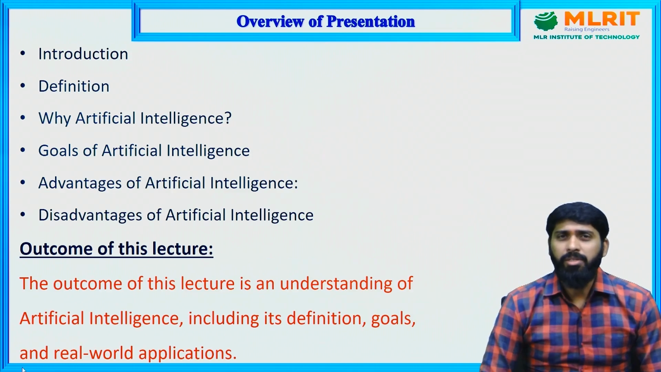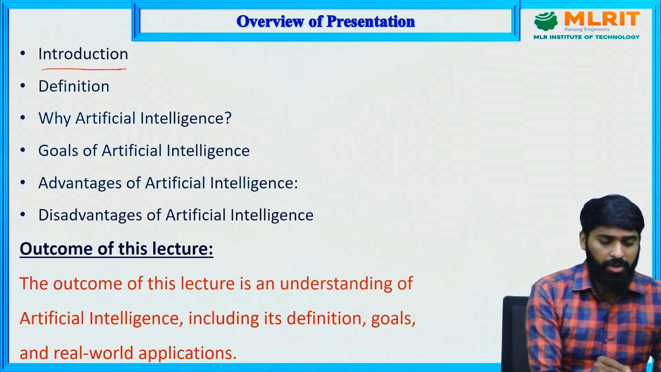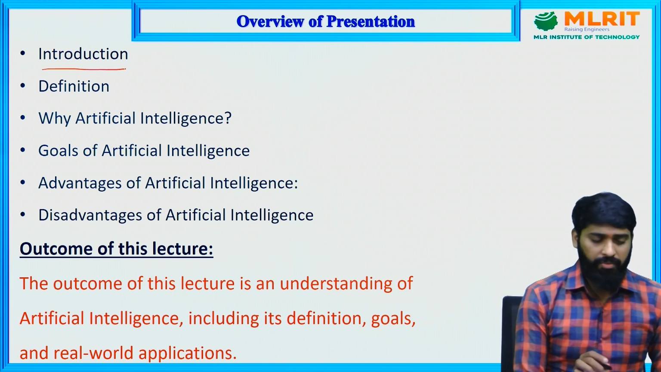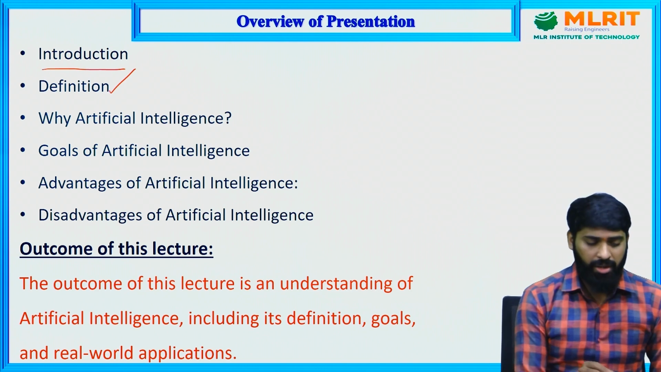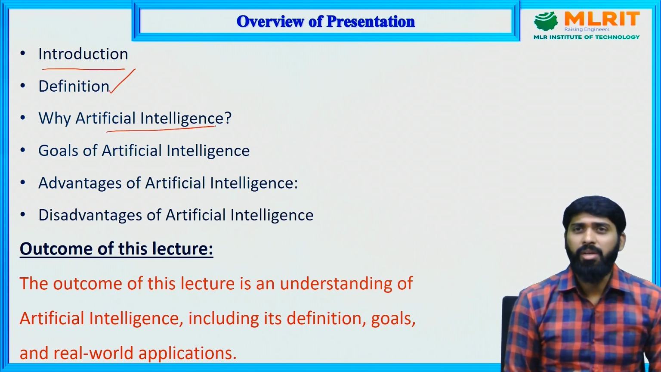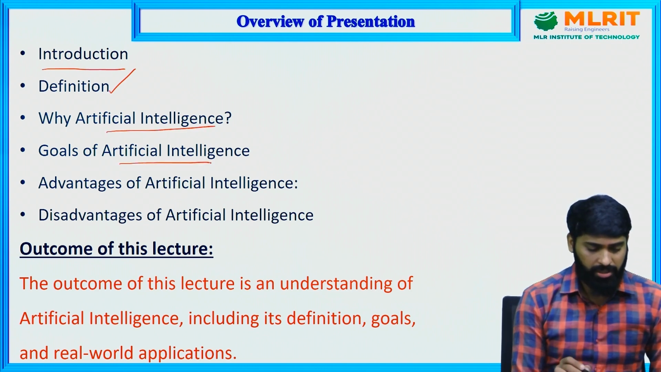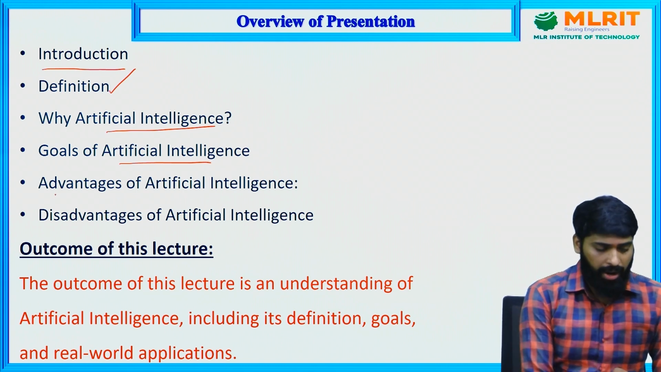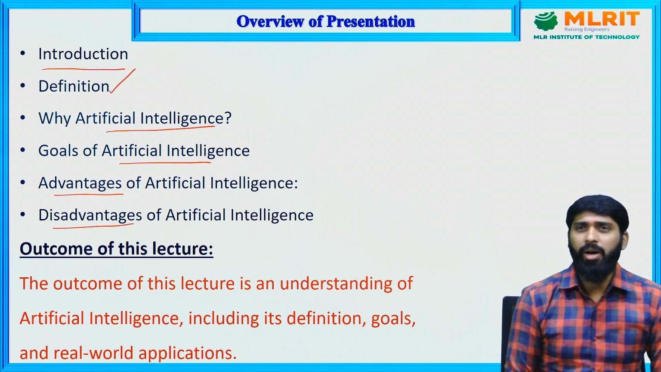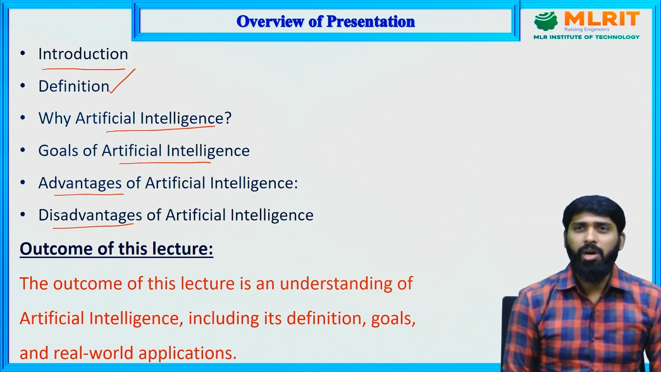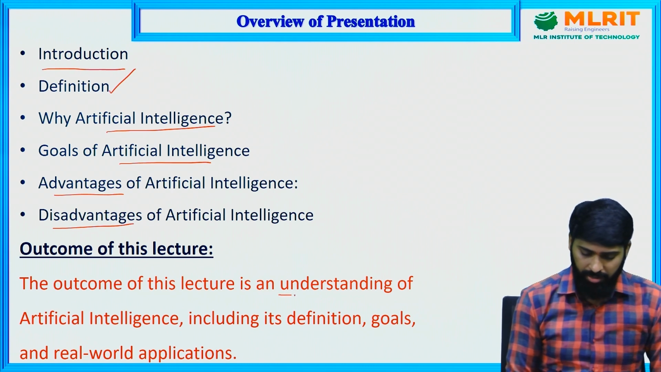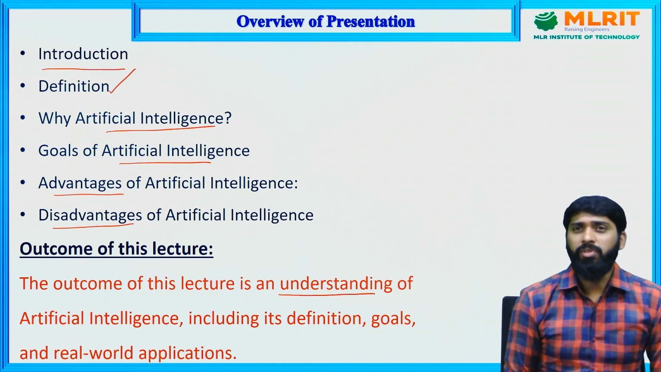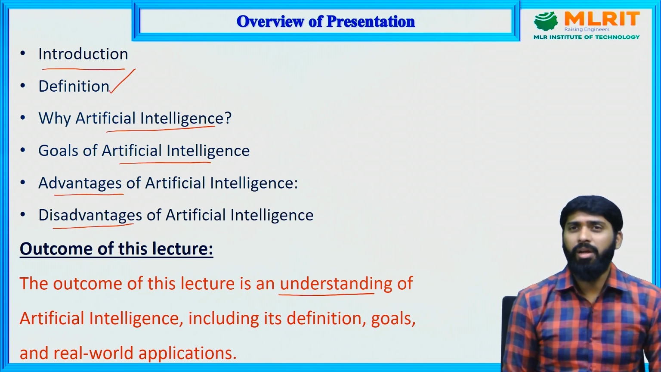Overview of the presentation. First we see Introduction to AI. After that, we see the definition, why artificial intelligence, the goals of artificial intelligence, and finally we discuss the advantages and disadvantages of artificial intelligence. Outcome of this lecture: at the end of this lecture, you will understand what is artificial intelligence, including its definitions, goals and real world applications.